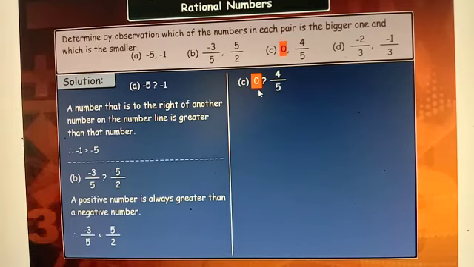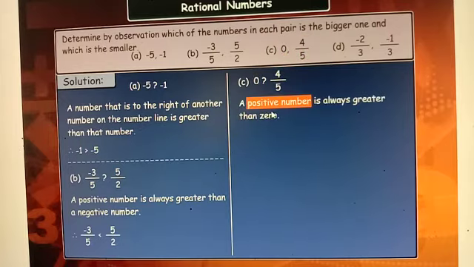Third, 0 and 4 upon 5. Here, a positive number is always greater than 0. That means 4 upon 5 is greater than 0.